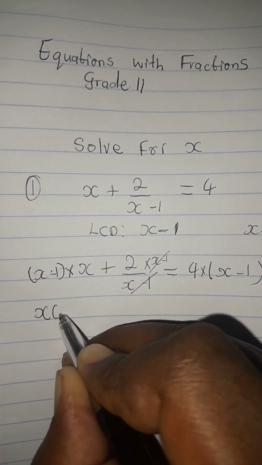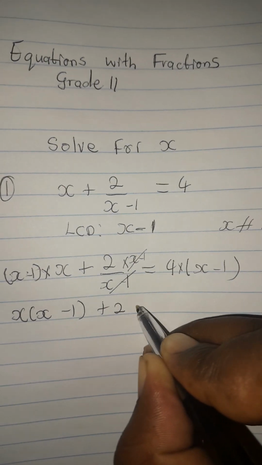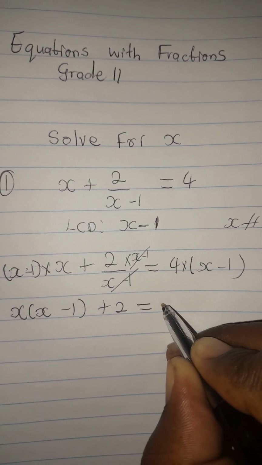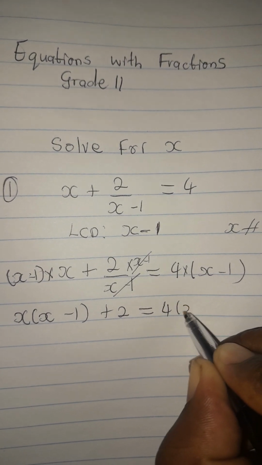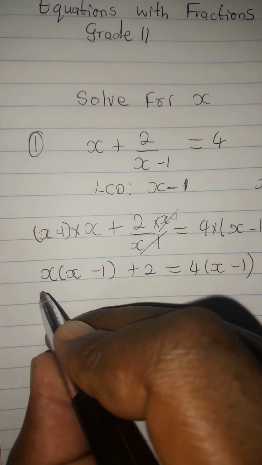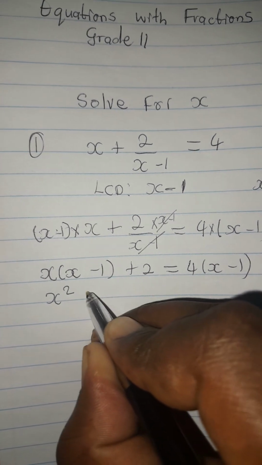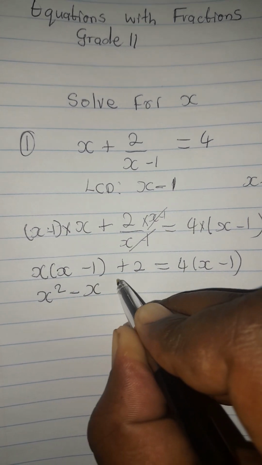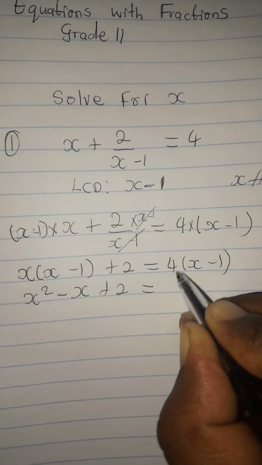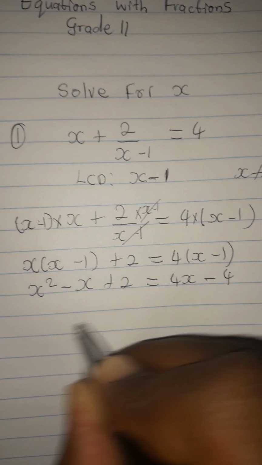We are left with x multiplied by x minus 1 plus 2 equated to 4 times x minus 1. So yes, we have got rid of the fraction. Then, x times x will be x squared. x times negative 1 will be negative x, plus 2 equated to 4 times x, that will be 4x. 4 times negative 1 will be negative 4.